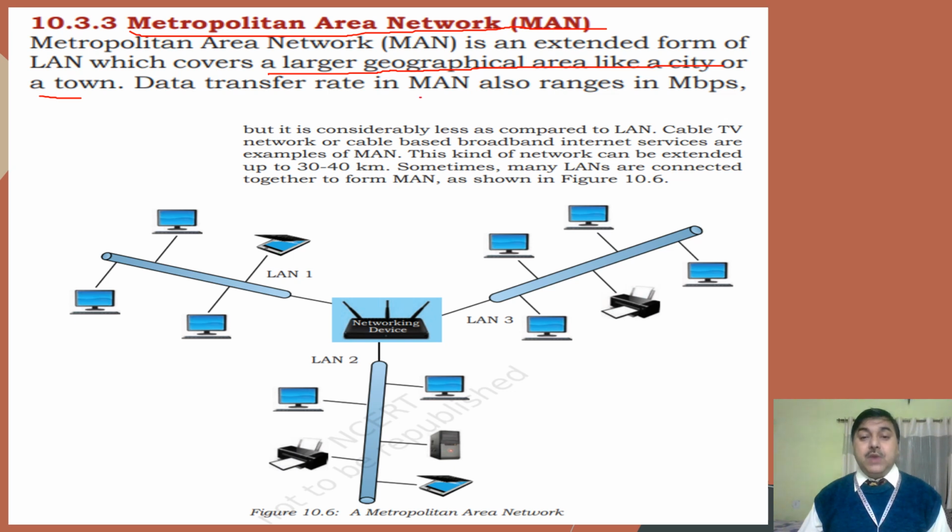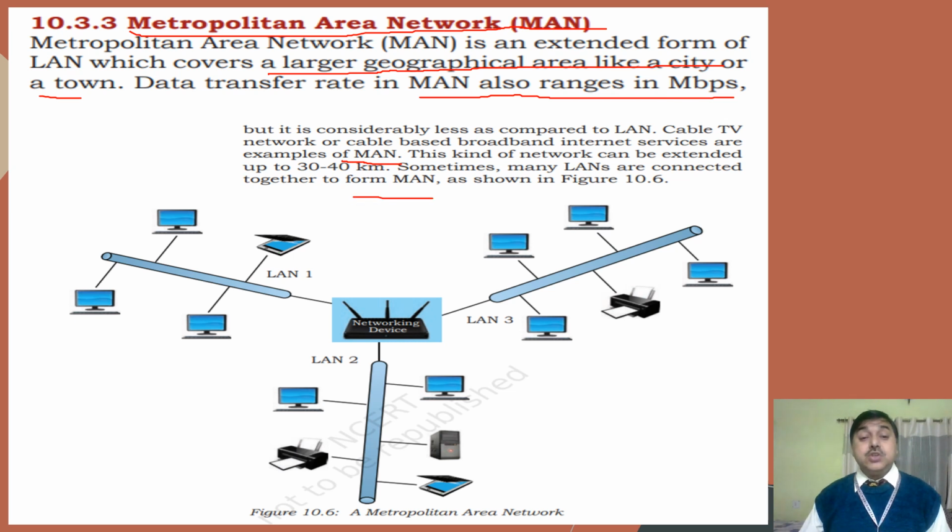So in a MAN, we can send the data in Mbps. Like our cable TV, whatever cable TV you have, this particular cable TV is a MAN connectivity system, because you can see the connection. You see a cable come to your house and it connects to your television, isn't it? So this is a cable networking system. This is a wired networking system, not a wireless networking system.